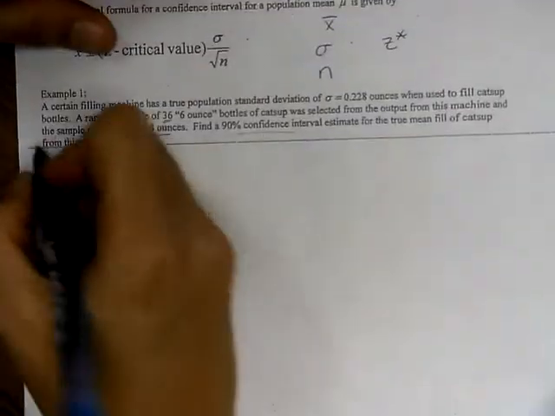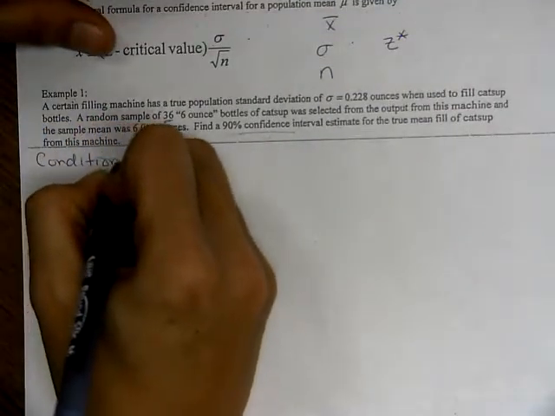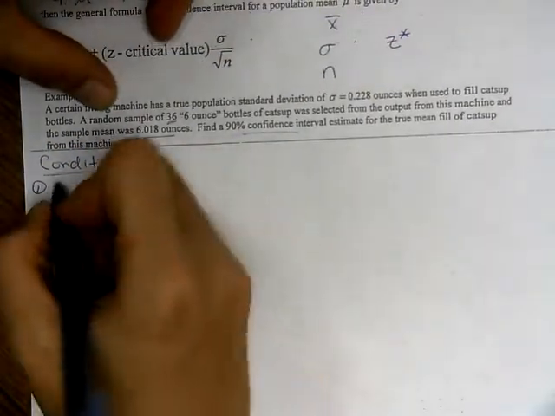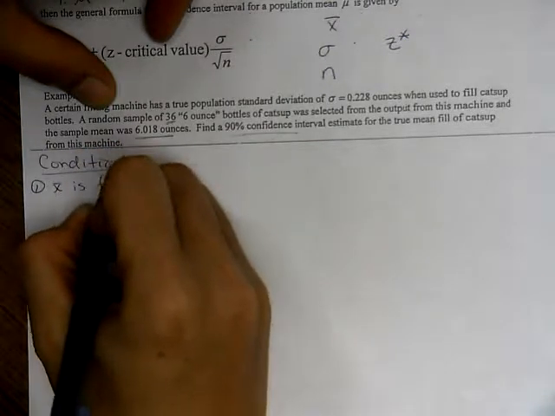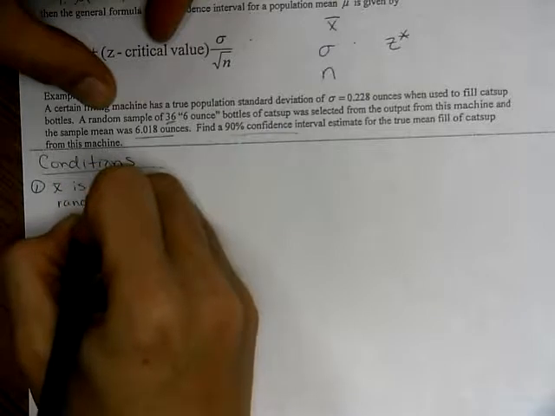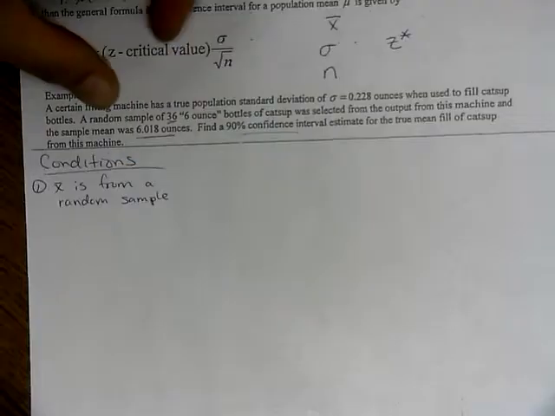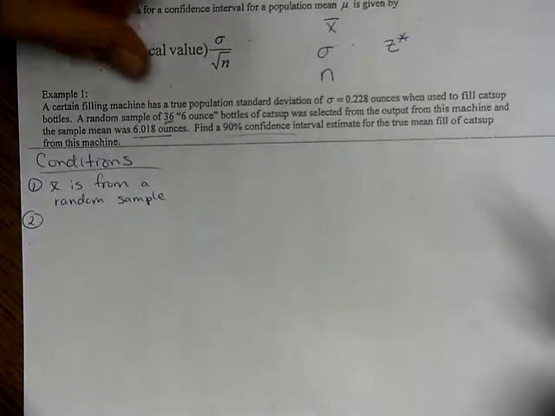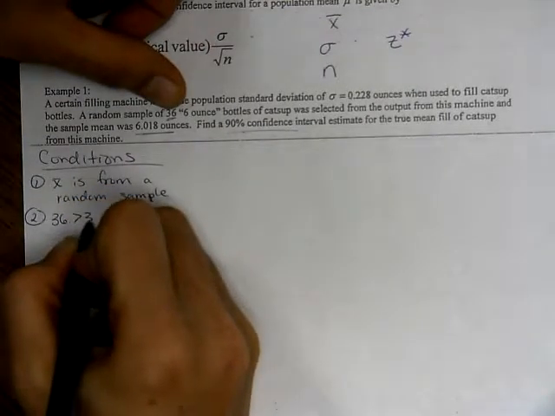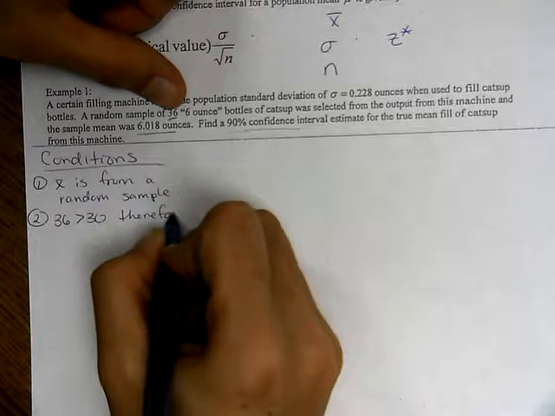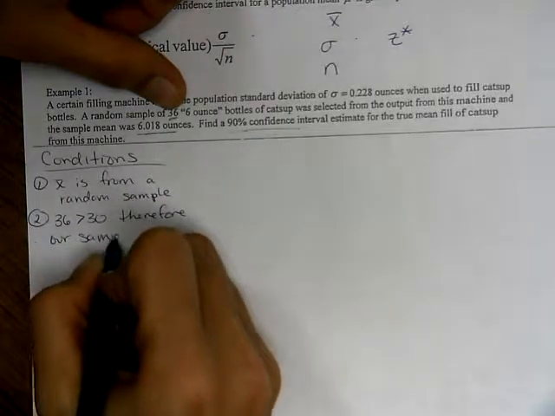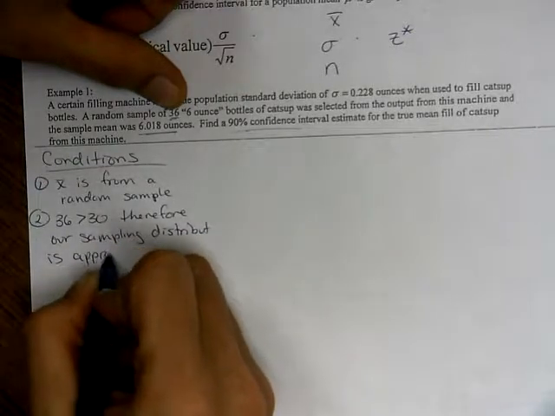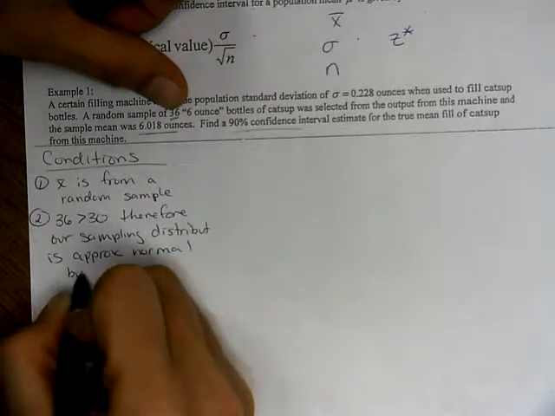Again, the first thing you want to do is write out your conditions. The first one is it's a random sample. Right here, random sample 36. So x bar is from a random sample, so we're good there. Now, check your central limit theorem. It doesn't say it's a normal distribution to start, but 36 is greater than 30. Therefore, our sampling distribution is approximately normal by the central limit theorem.